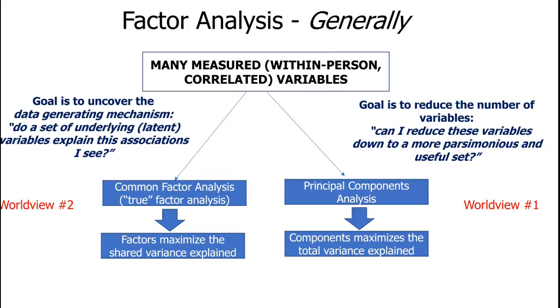So again, here is the overview with a little more detail. We have these two, what I'm calling here, worldviews or conceptual approaches to factoring, which are number two, the one we're going to focus on, where the goal is to uncover the underlying data generating mechanism. So does some underlying latent or set of latent variables explain the associations or patterns of correlation I see among my measured variables? And worldview one, the principal components, the goal is to reduce the number of variables. And the question we're asking is, can I reduce these variables down into a more parsimonious set?